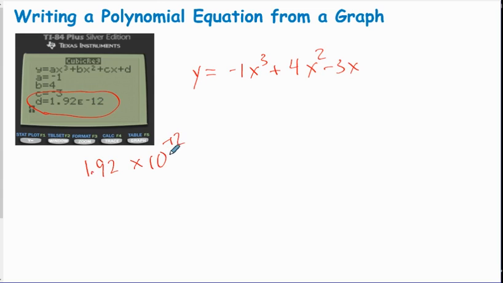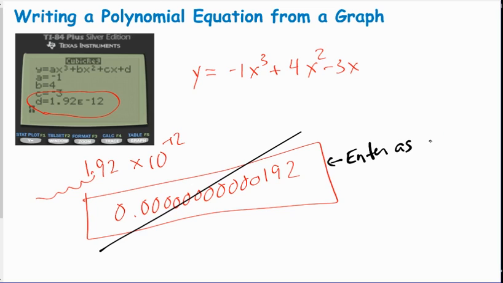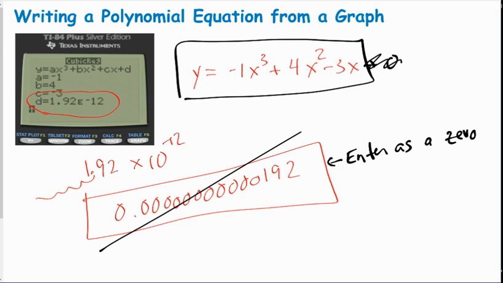And if you were to move this 10 to the negative 12th, that means move that decimal 12 places to the left, because it's negative 12. And anytime you see an E to the negative 12th, that really means that this number is 0. It's so small, so we enter this as a 0. So plus 0 would be your constant, so there's no need to even list that. That makes this your final answer you should enter for a problem like this.